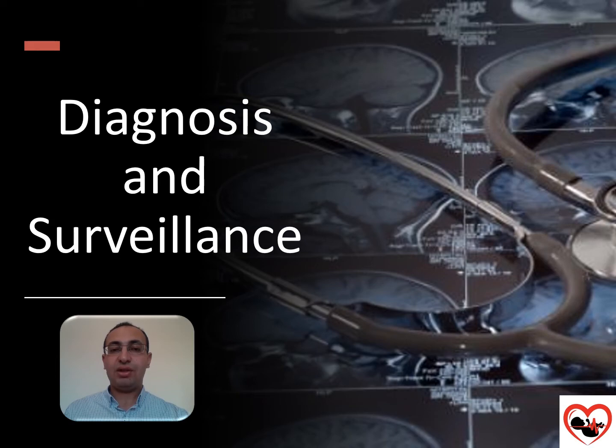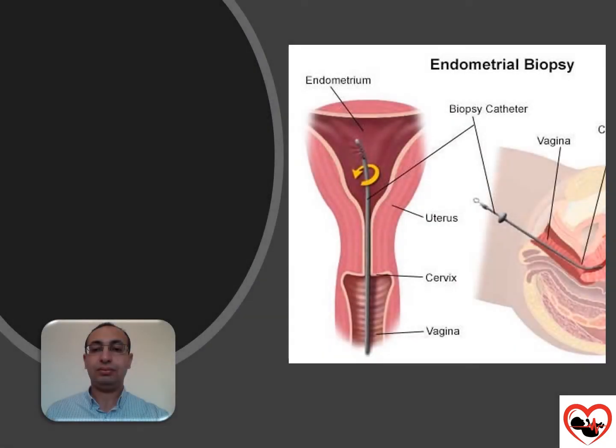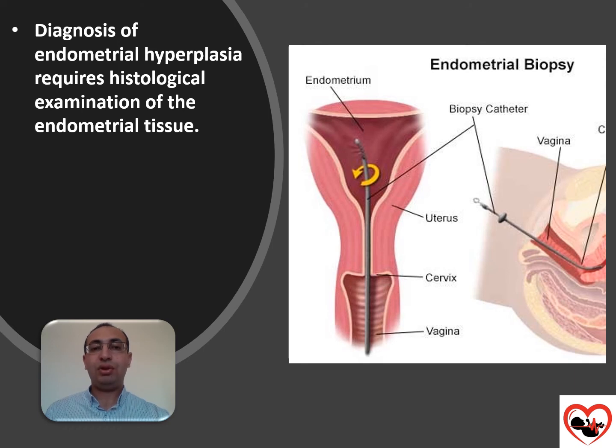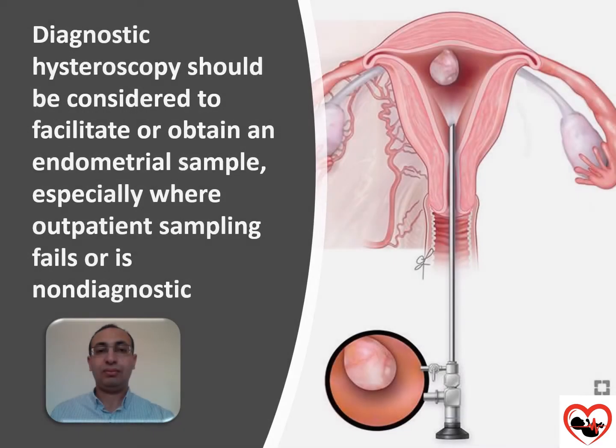Diagnosis and surveillance of endometrial hyperplasia. Diagnosis of endometrial hyperplasia requires histological examination of the endometrial tissue. Endometrial surveillance should include endometrial sampling by outpatient endometrial biopsy. Diagnostic hysteroscopy should be considered to facilitate or obtain an endometrial sample, especially where outpatient sampling fails or is non-diagnostic.